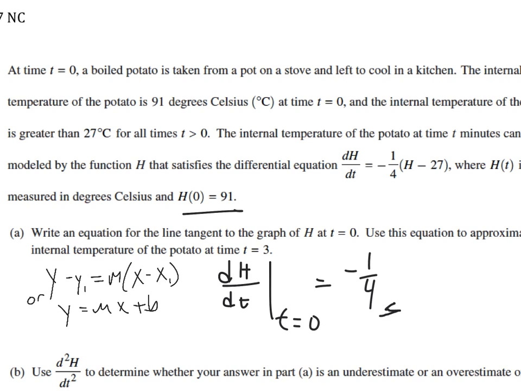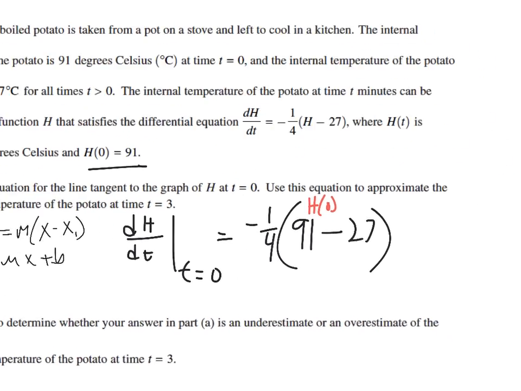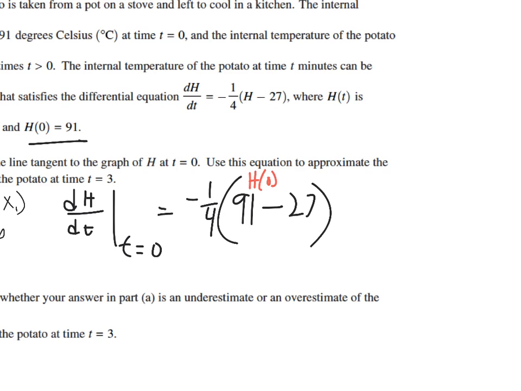And then we have h, and this is the h at the time that we're doing, h of 0 in this case. So h of 0 is 91 minus 27. So we know what h of 0 is, and so we'll put a little h of 0 there. Okay, and we can evaluate that hopefully. So 91 minus 27, that is 64. So negative 1/4 times 64 gives us negative 16.